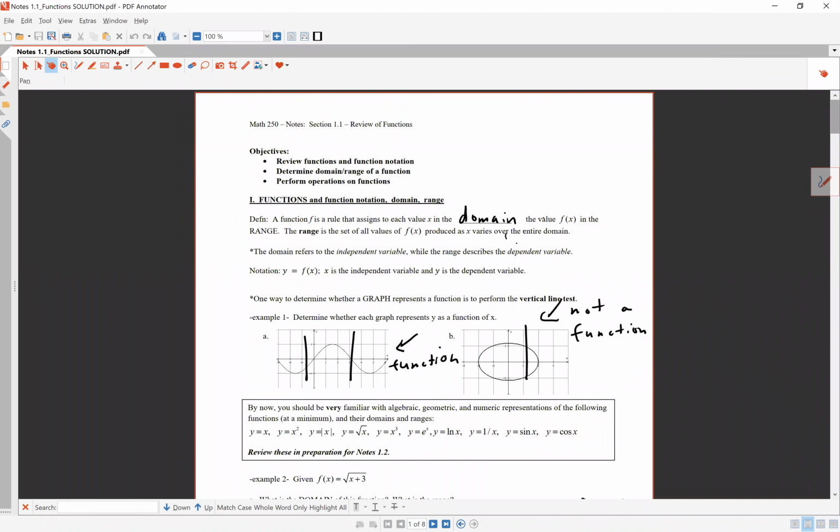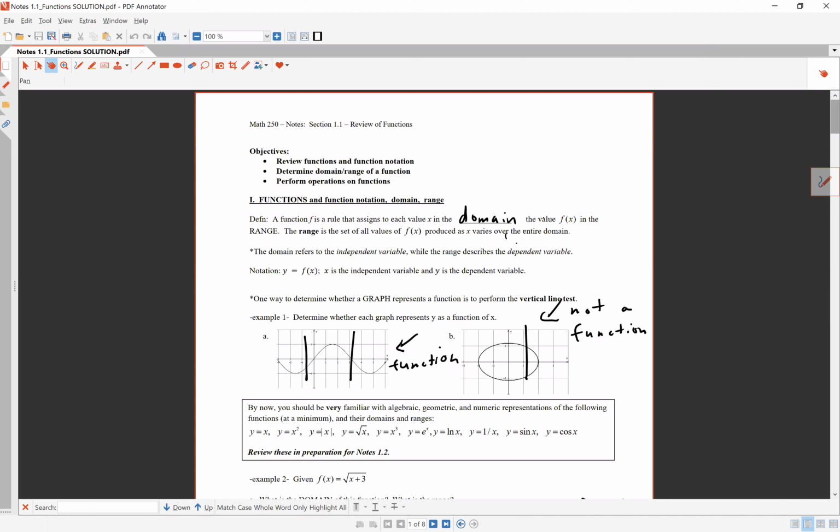Okay, I'm going to go over the solutions, or just go over the lecture notes, for section 1.1. There's a blank copy online, but in this one I filled in the answers. I don't actually have a whiteboard, so I'm just going to have to do it this way.